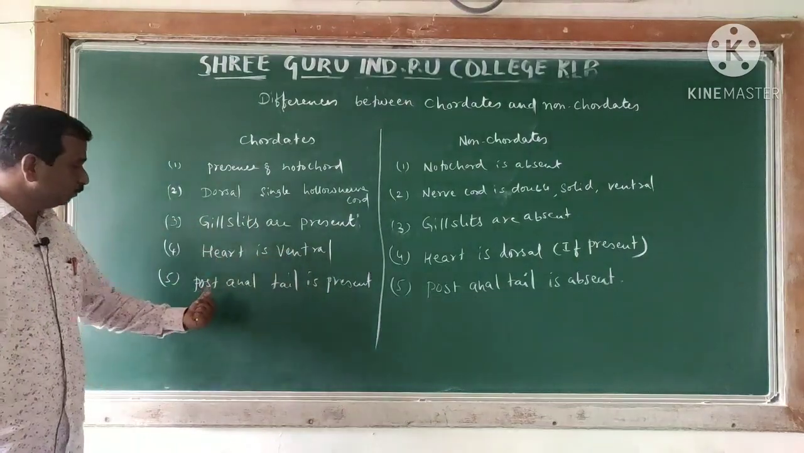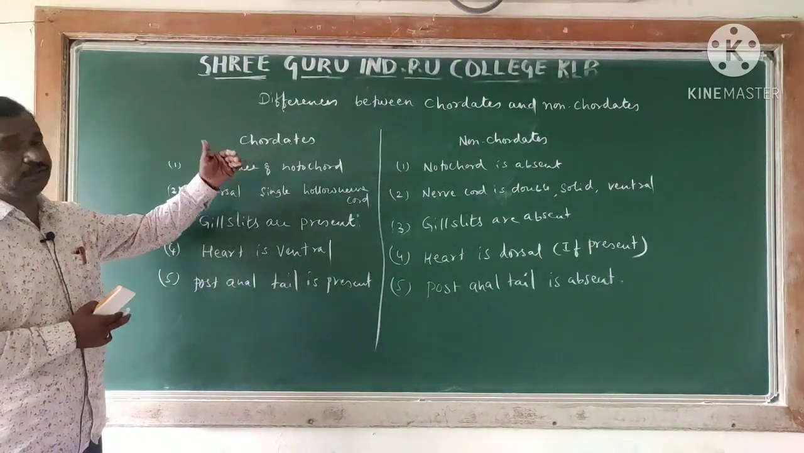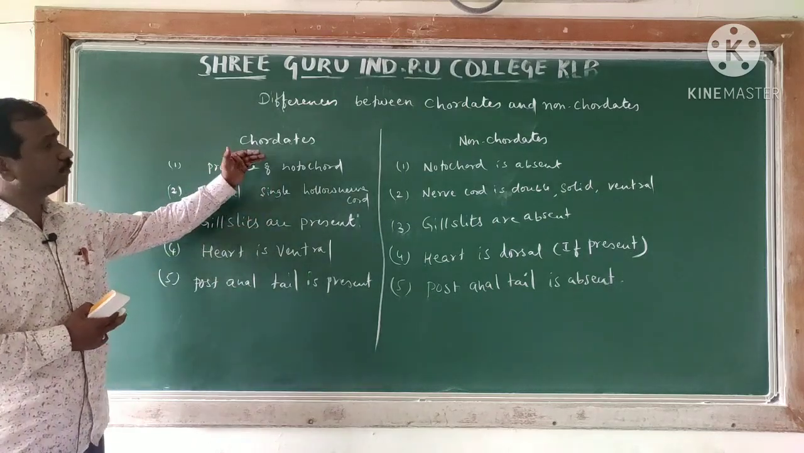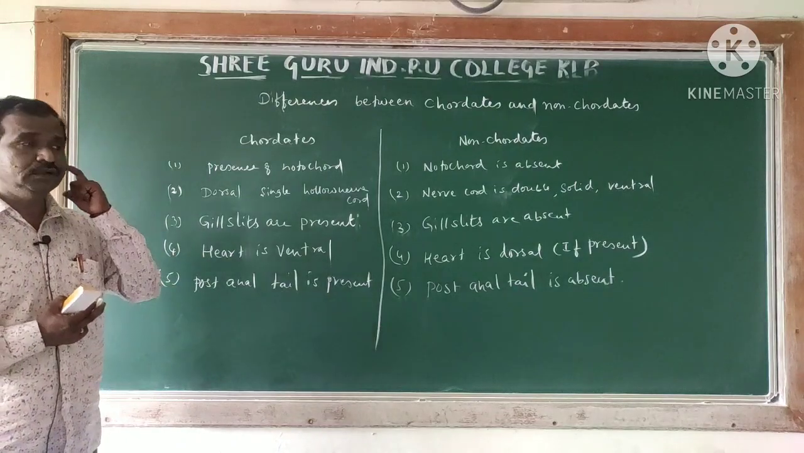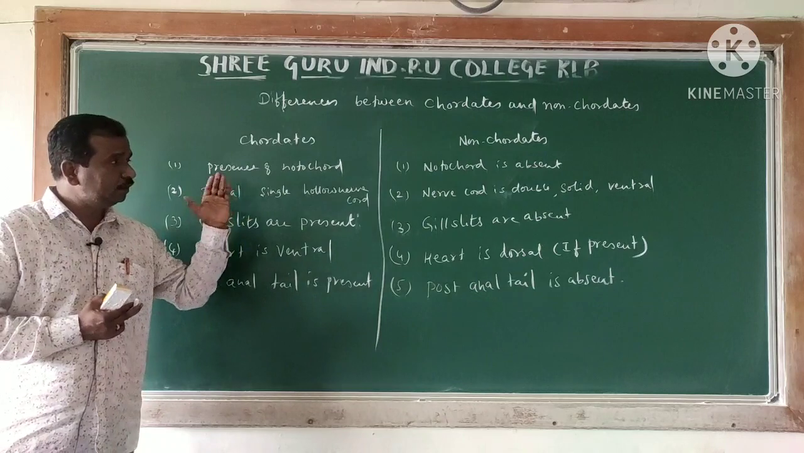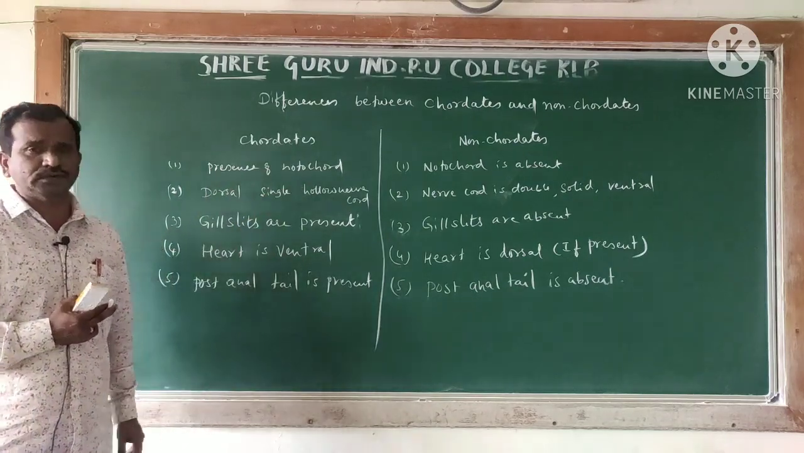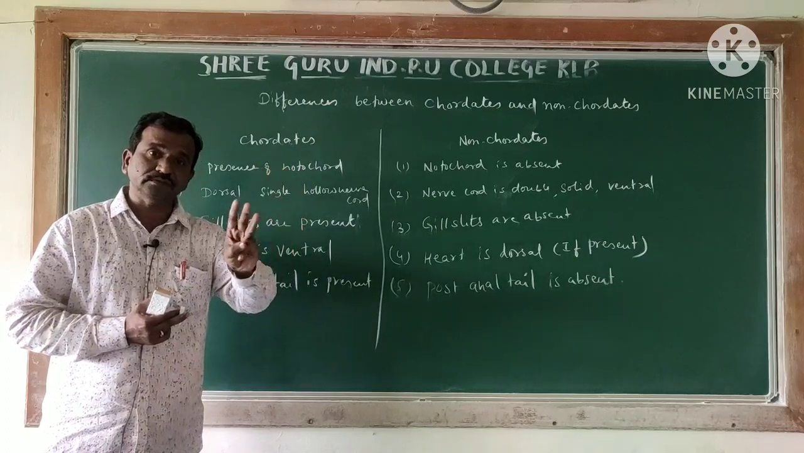So in this way post anal tail is present. This is an important question in the examination: differences between chordates and non-chordates for 5 marks. Earlier it has been asked. So for the 5 mark question, just keep in mind the differences between the chordates and non-chordates. Very simple matter. Earlier only I told you the 3 basic characteristics of chordates.